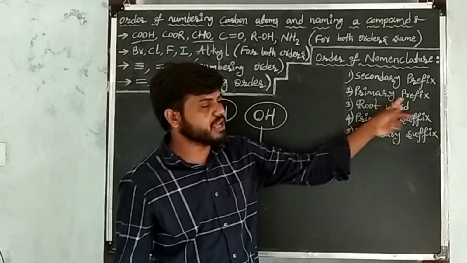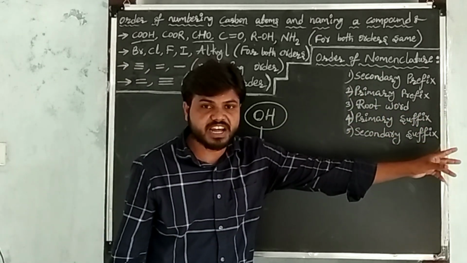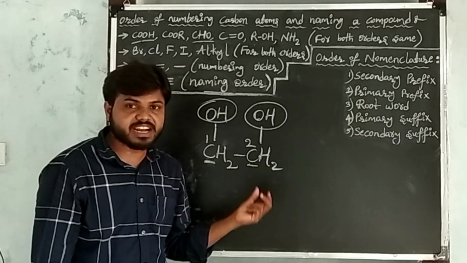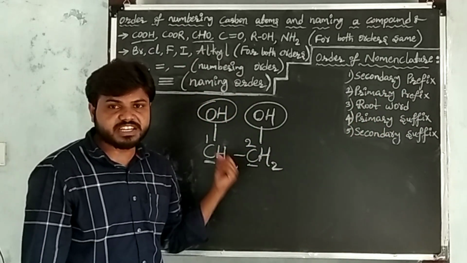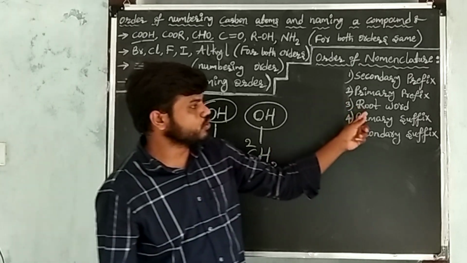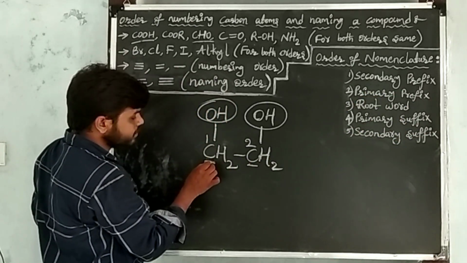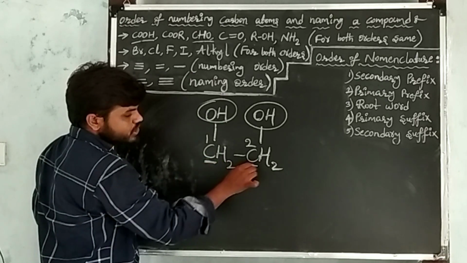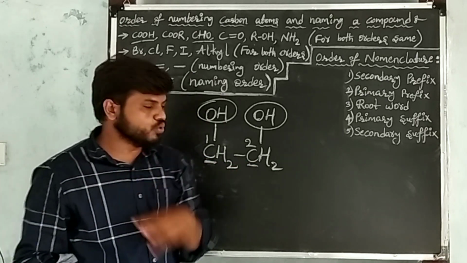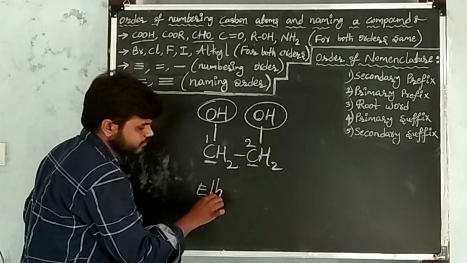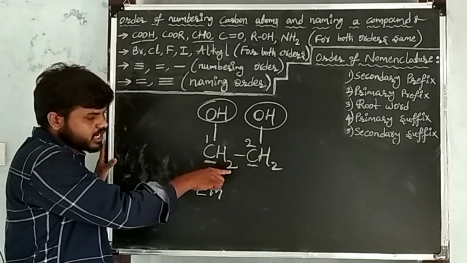Then go to the primary prefix. Secondary prefix is not there, that's why write the primary prefix. Primary prefix means cyclic. Cyclic is also not present in the given carbon compound, then go to the root word. Root word means number of carbon atoms. In the given carbon compound, 2 carbon atoms are there. Write the root word of 2 carbon atoms, that is eth.